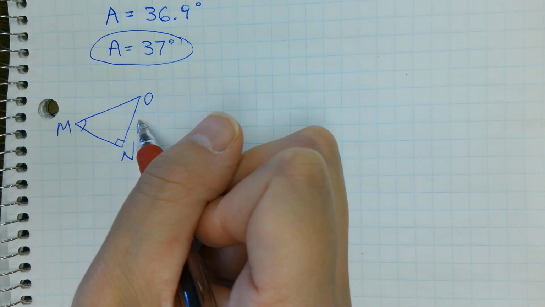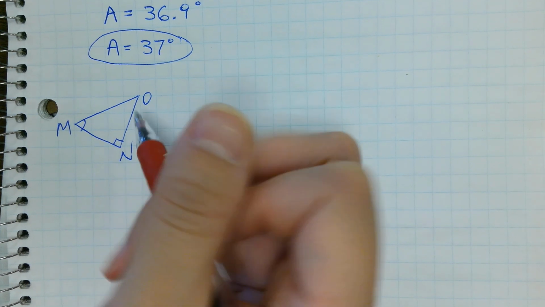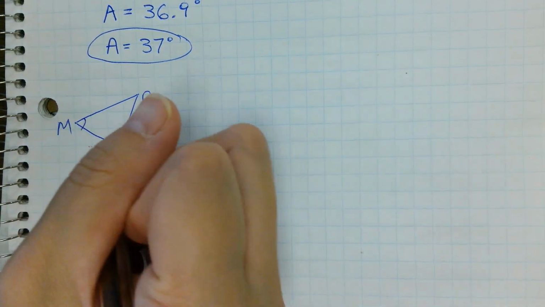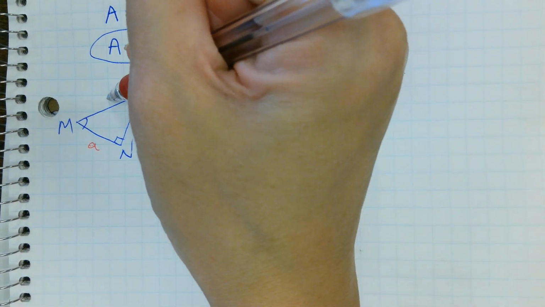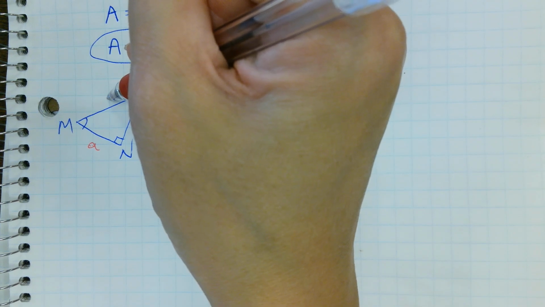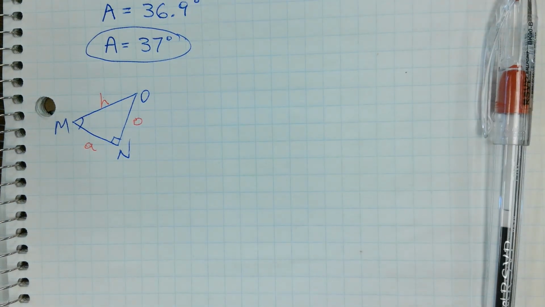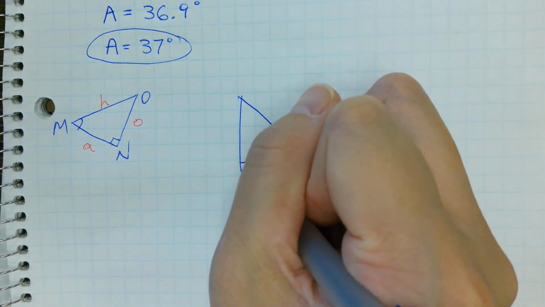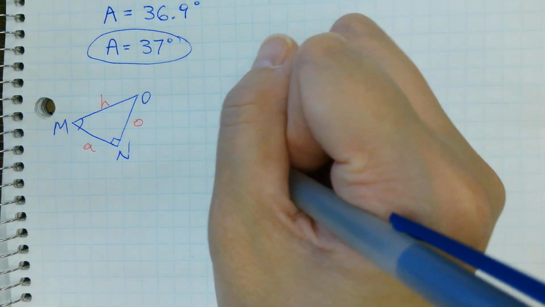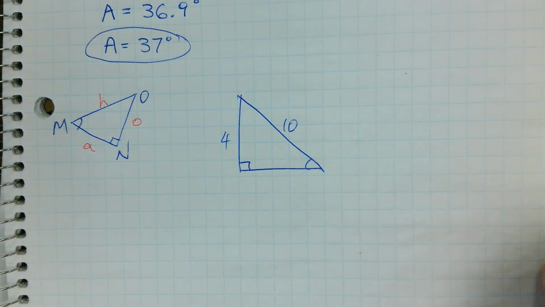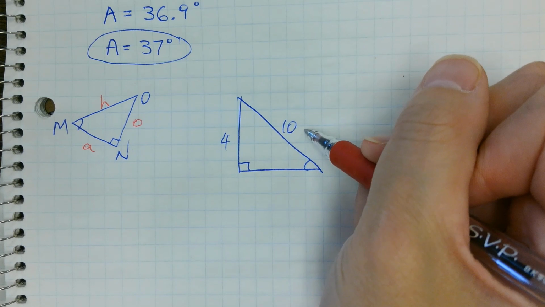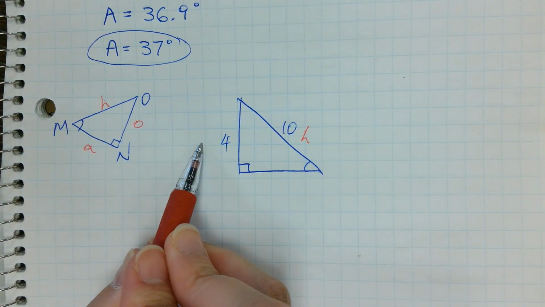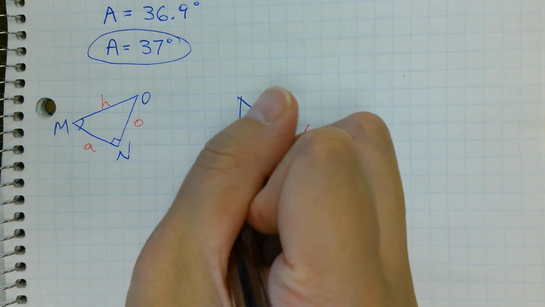What side is this? Yeah. Opposite. What side is it? I do this. What side is that? Hypotenuse. Okay, here's another one. Let's say I give you this. All right. What side is this? What side is this? What side is this?